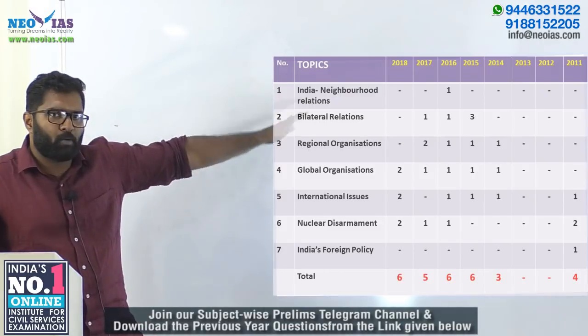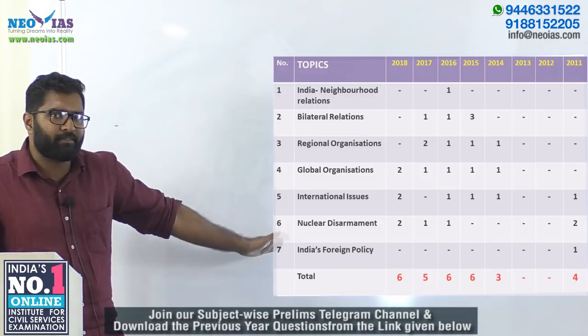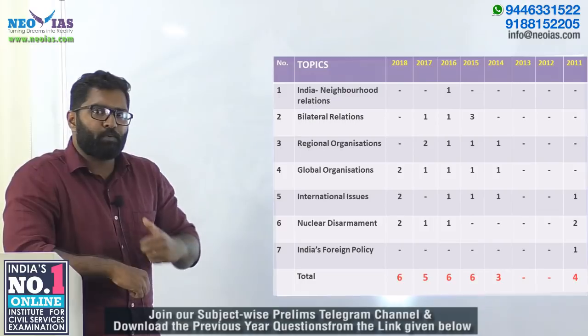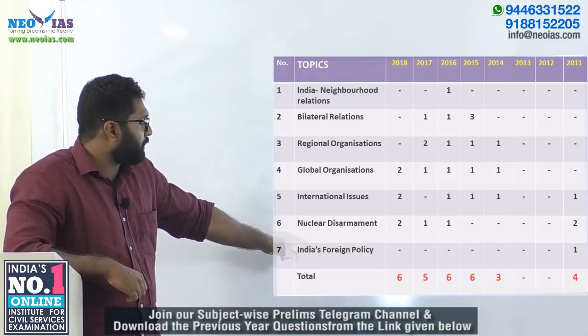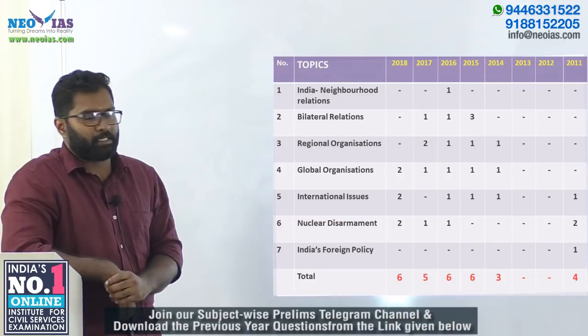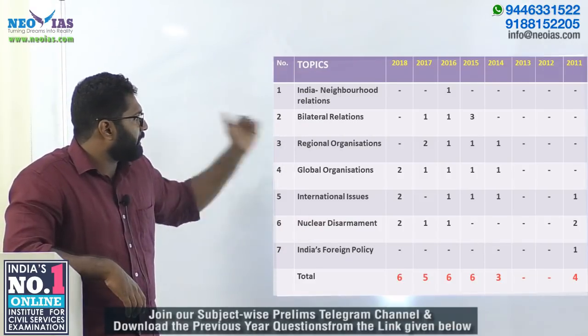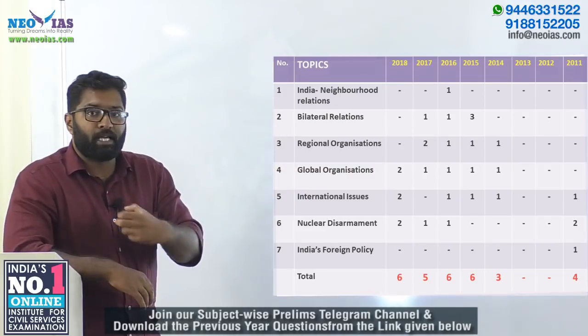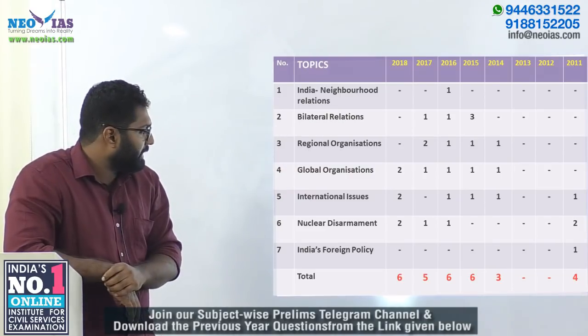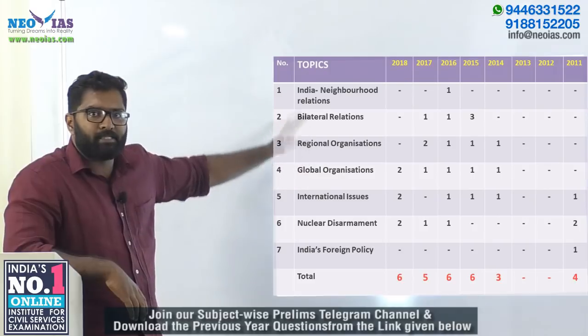So this is the topic wise analysis. Here you can see the 7 subcategories which we have devised. Starting from India's neighborhood relations, we have bilateral relations, regional organizations, global organizations, international issues, nuclear and arms disarmament, and finally India's foreign policies. These are the subtopics. Okay.